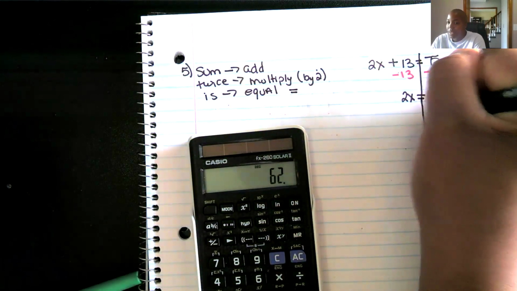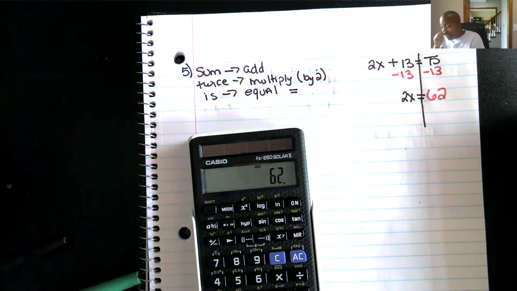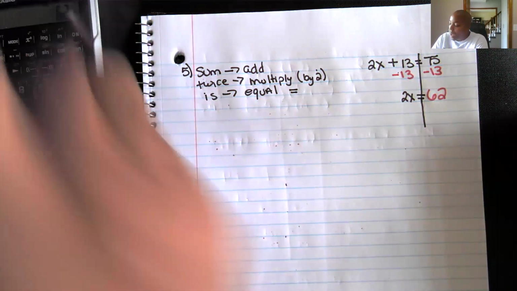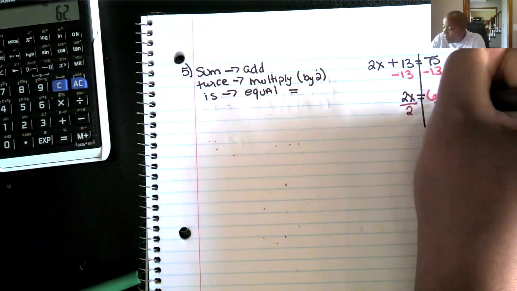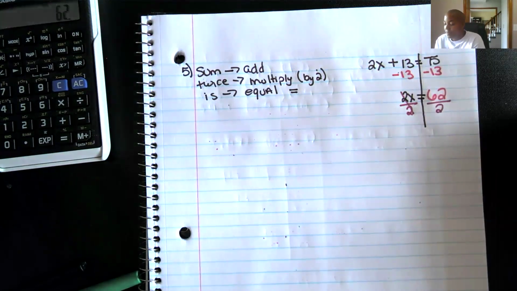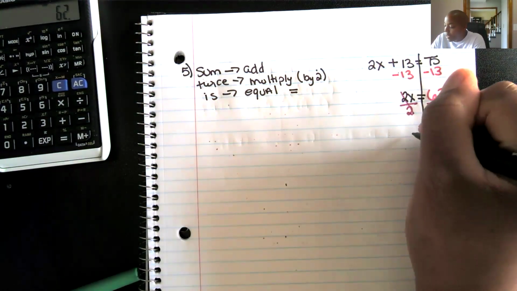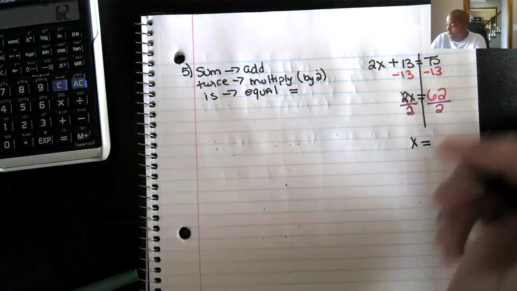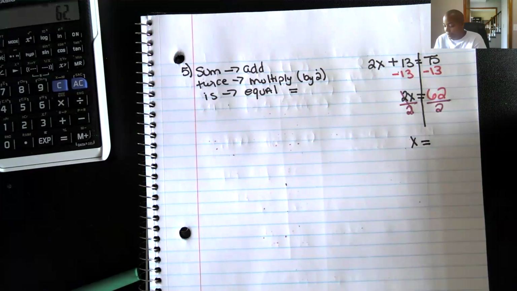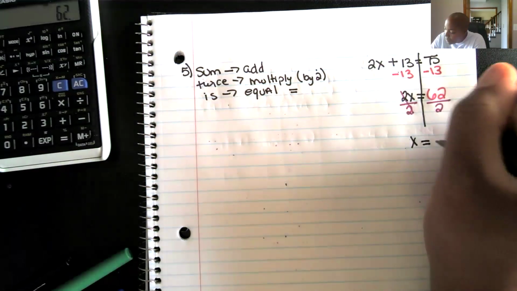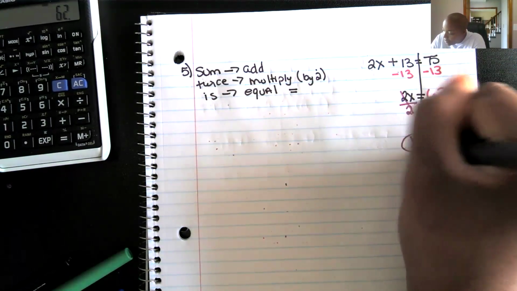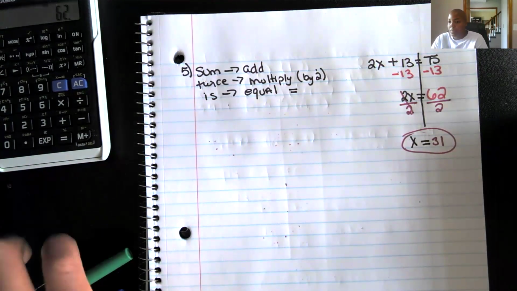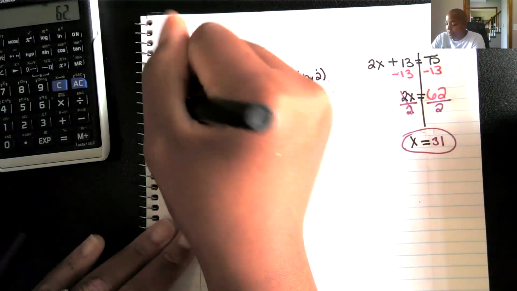Now we have to solve for x. Remember, to solve for x, we do the opposite. Right now, 2 and x are being multiplied. Opposite of that is dividing. Divide both sides by 2. The 2's cancel out. So we have our answer of x is equal to 62 divided by 2 is 31. And that's it for number 5.